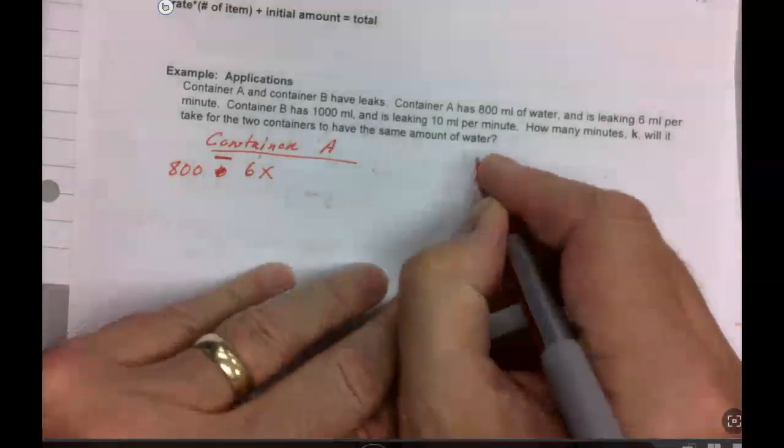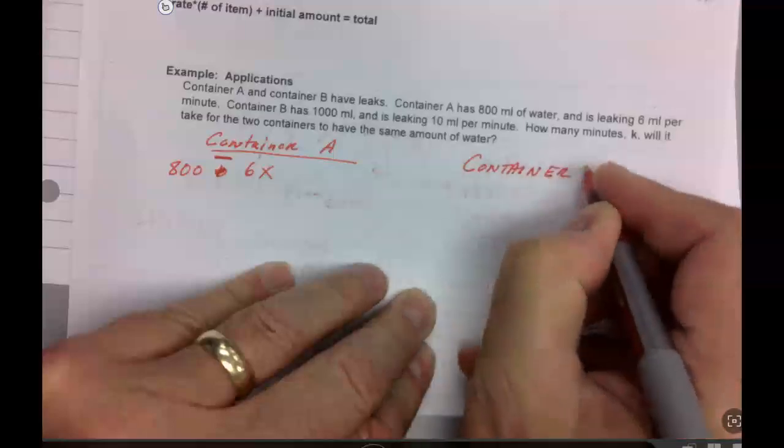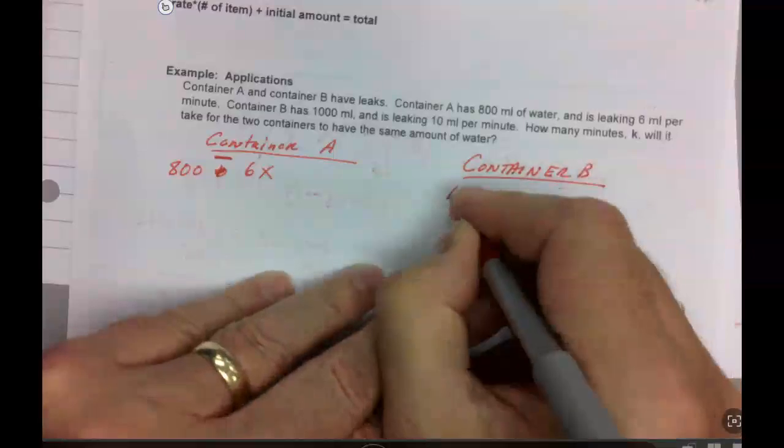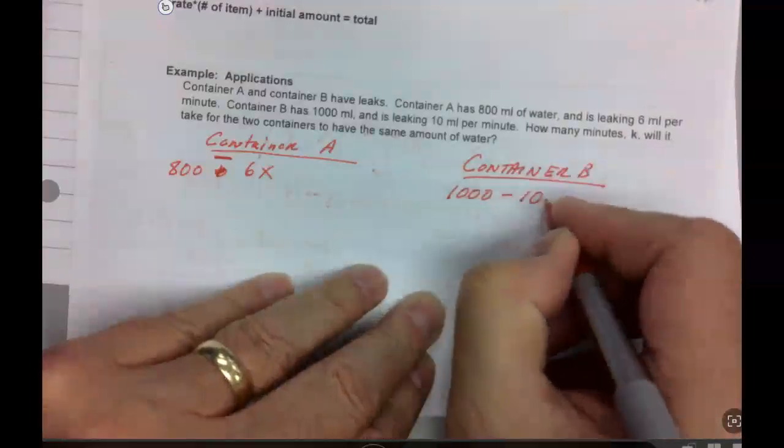Container B starts out with 1,000 milliliters and is leaking 10 milliliters per minute.